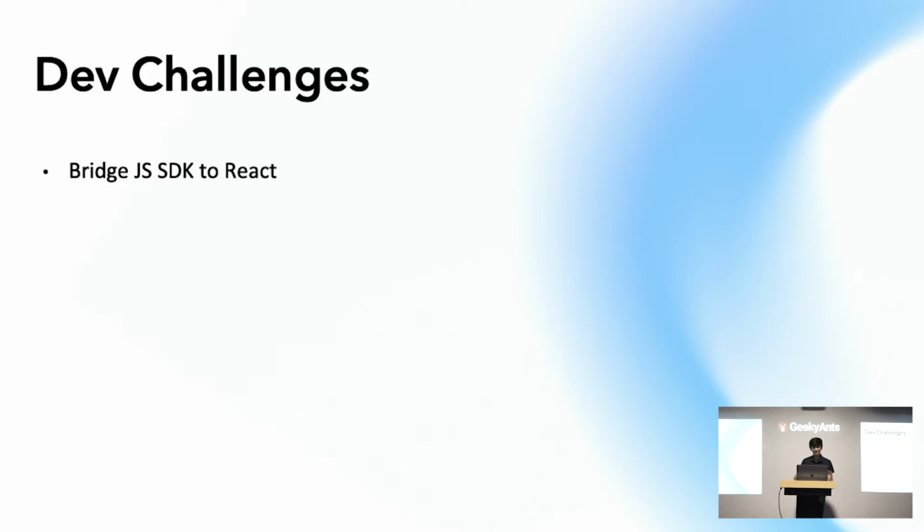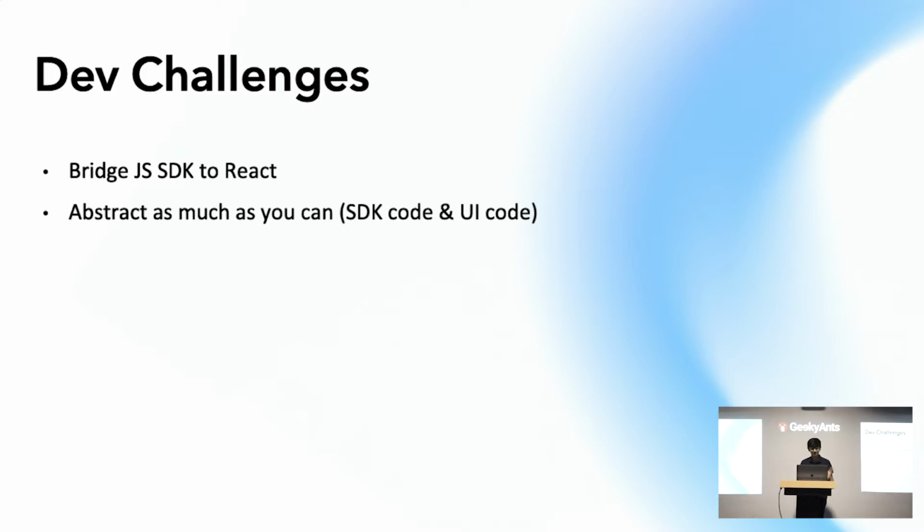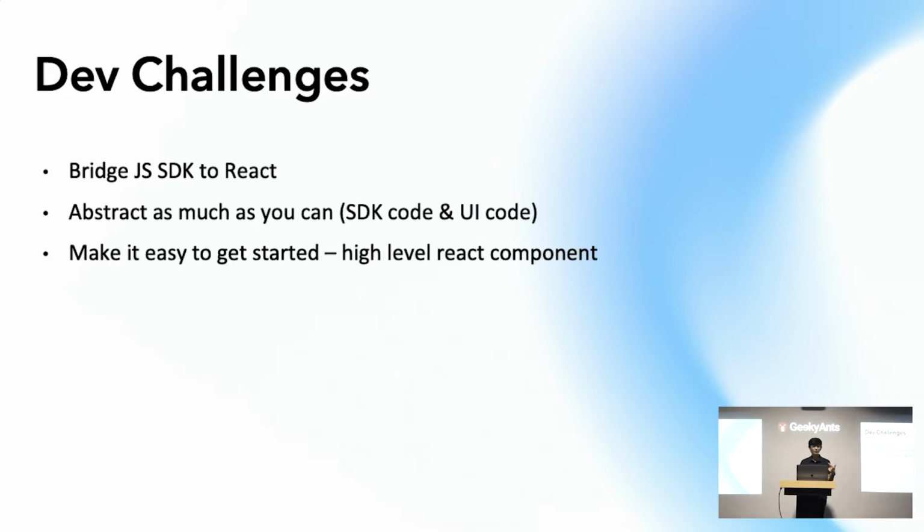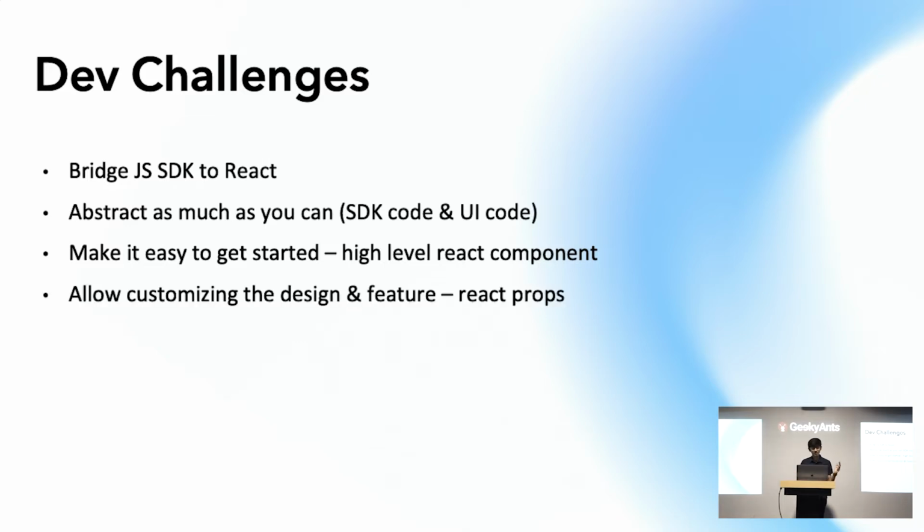This is where the product team sits together and you have developers putting their thinking caps on. So with JavaScript to React, you want to abstract away as much code as you can, which includes both your SDK logic and your UI code. You want to make it easy to get started, so you have a high-level React component that you can plug into an existing application. You want to allow people to customize the design features of your app, so we'll use React props for that. And you don't want to limit the user with low code.